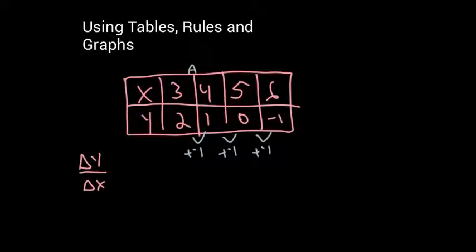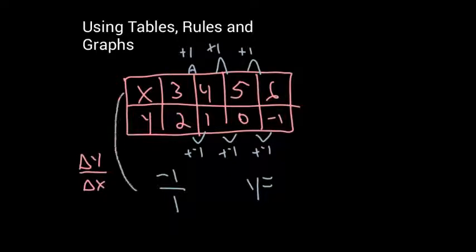3 to 4 would be plus 1. 4 to 5 is plus 1. 5 to 6 is plus 1. So our change in y is negative 1. Our change in x is 1. So we have y equals, remember, whatever you get for this ratio gets paired with your x. So negative 1 divided by 1 is going to be negative 1. So you can just call that negative x. You don't have to put the 1 there.